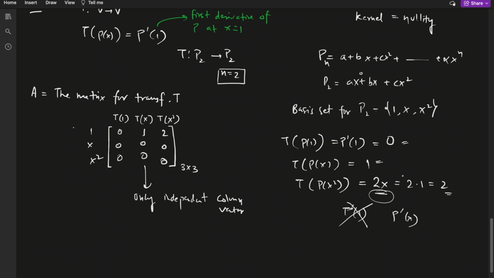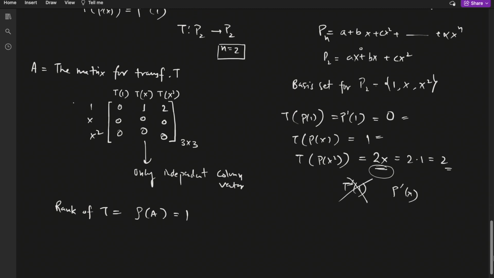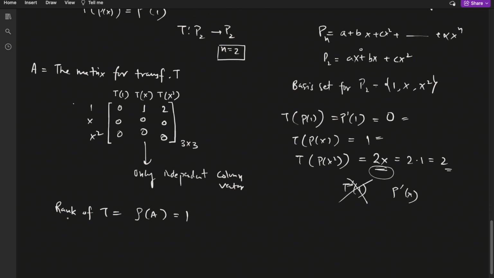Why? Because after transforming you are always getting a constant. If you are always getting a constant, then all the rows, no matter what n is, if n is 5, 7, 10, whatever it is, all the rows except the first row will be 0. If only the first row is non zero, then we can say that there is only one independent column vector, right? So the rank of transformation T is nothing but the rank of the matrix A, which is 1 in this case.